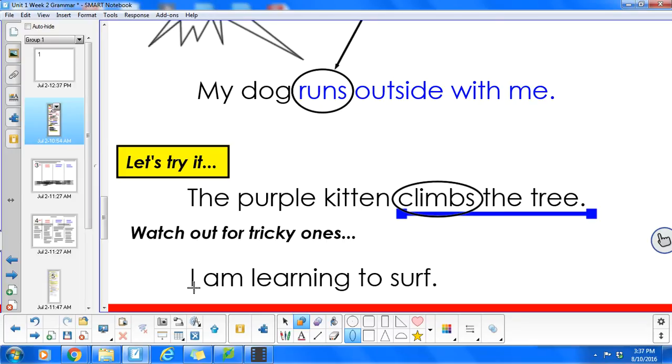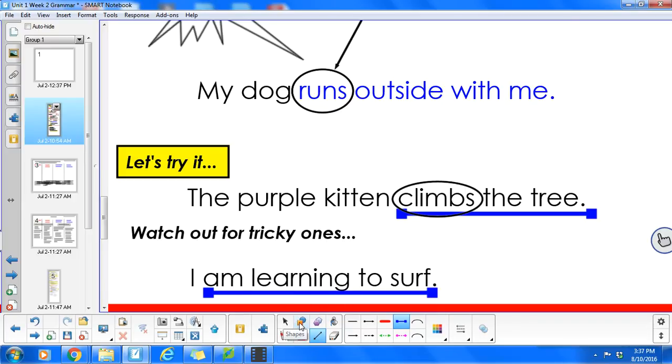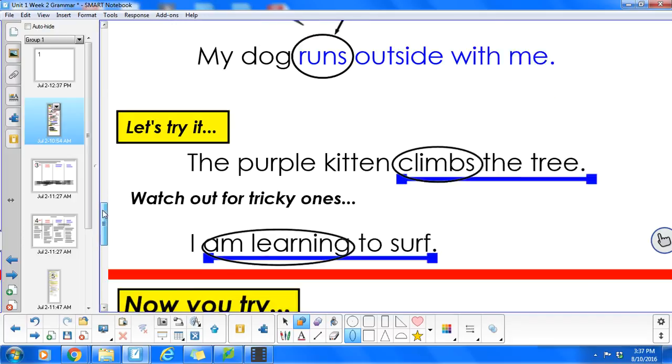Now, sometimes they try to trick you a little bit. In this sentence, am learning to surf. That was our complete predicate, all the things I'm doing. But when we're looking for the simple predicate, this time it's two words because you can't have learning by itself. I learning to surf, that doesn't sound right. I am learning to surf. So these two words together, which make up our verb, those are our simple predicate.